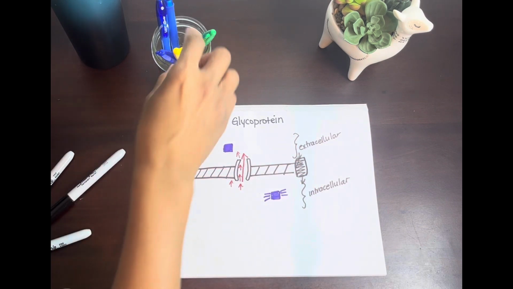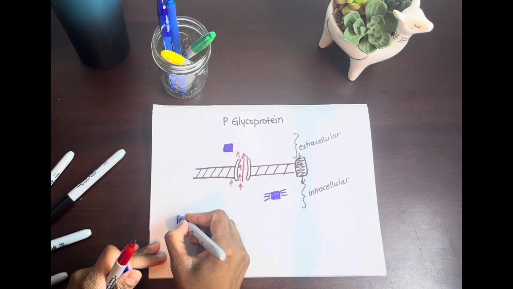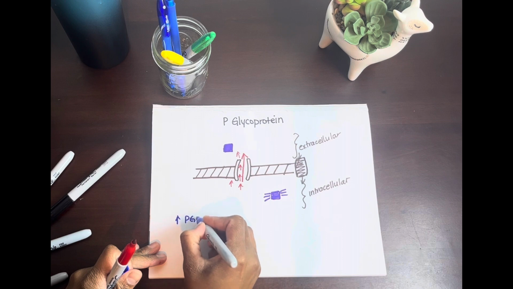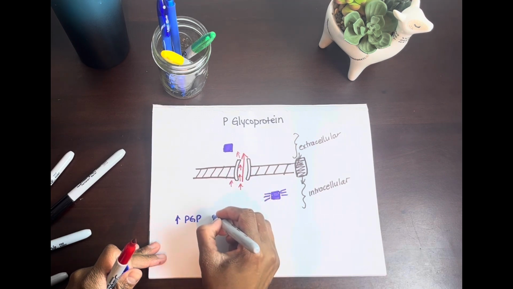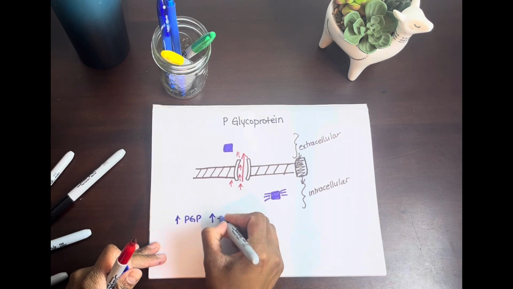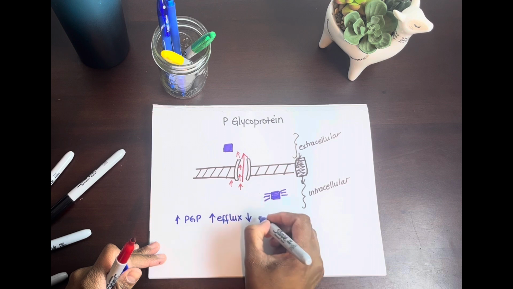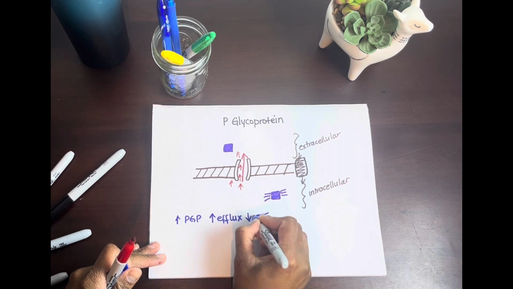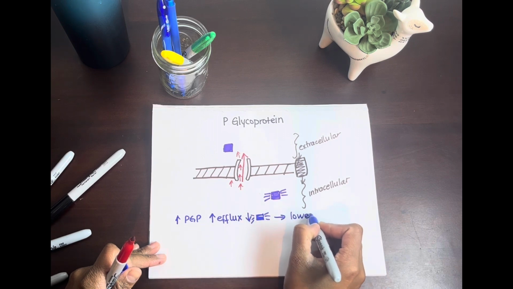So if we kind of write that out, we will see that increasing PGP is going to lead to an increased efflux, lower concentrations of active drug, and lower concentrations of active drug means lower efficacy.